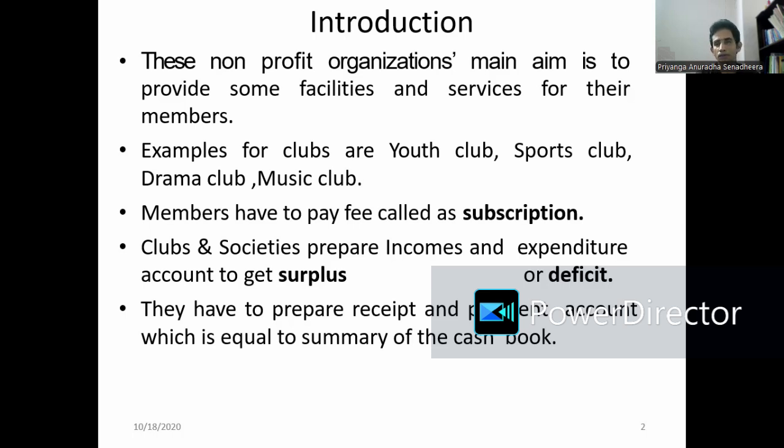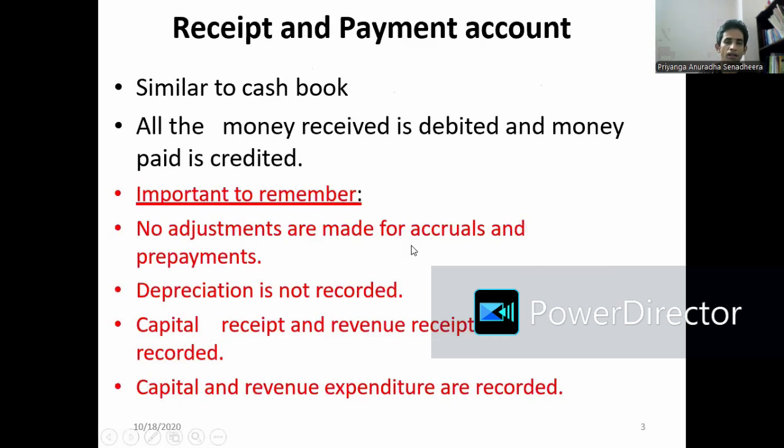Another important thing we need to remember here is that when we prepare a statement of comprehensive income, we earn profits. But here we prepare an income and expenditure account instead, and instead of profit, we gain a surplus. And instead of a loss, we have a deficit here. The important thing is that they have to prepare a receipts and payment account, which is similar to a summary of the cash flow. So we will move to the next slide and see how to do these sums.